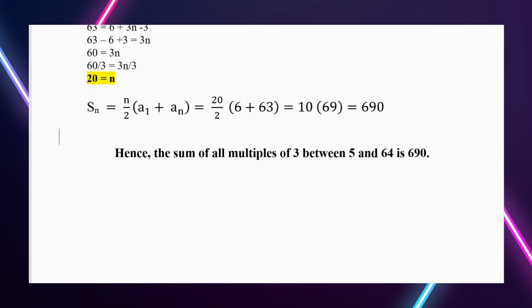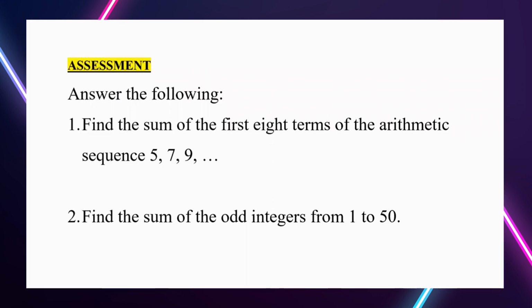690. Subukan naman natin ngayon kung naunawaan ninyo ang ating lesson through answering the assessment. Answer the following. Number 1, find the sum of the first 8 terms of the arithmetic sequence 5, 7, 9, so on and so forth. Number 2, find the sum of the odd integers from 1 to 50. So gamitin natin ang dalawang formula para masagot ang 2 given problems.